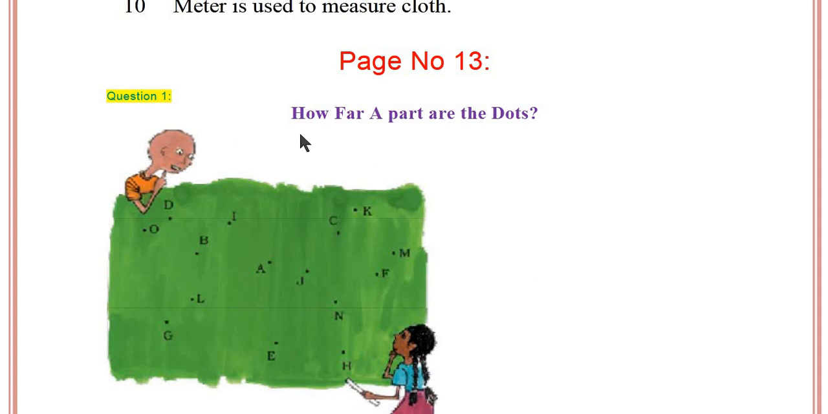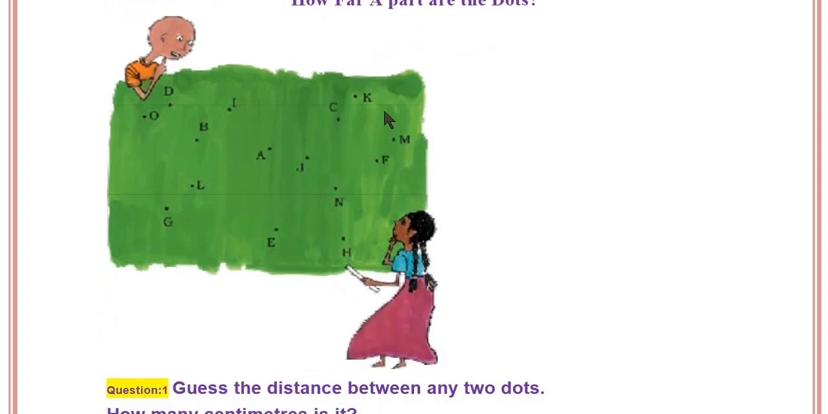Now, page number 13. Here question number 1 is given. How far apart are the dots? Here some dots are given with names. Dots D, O, I, H, L, A, C, K. And M, F, J, N, E, G, H. So some dots are given and from these dots they ask the questions.